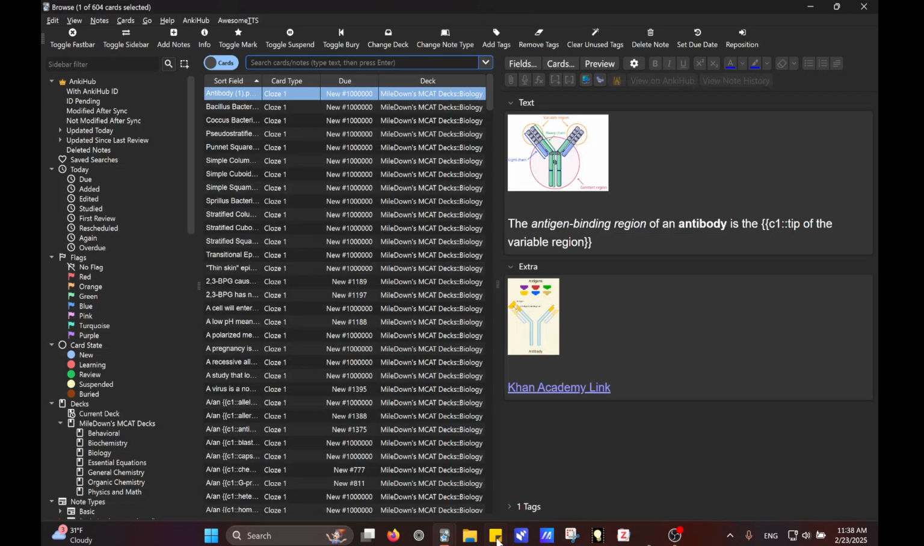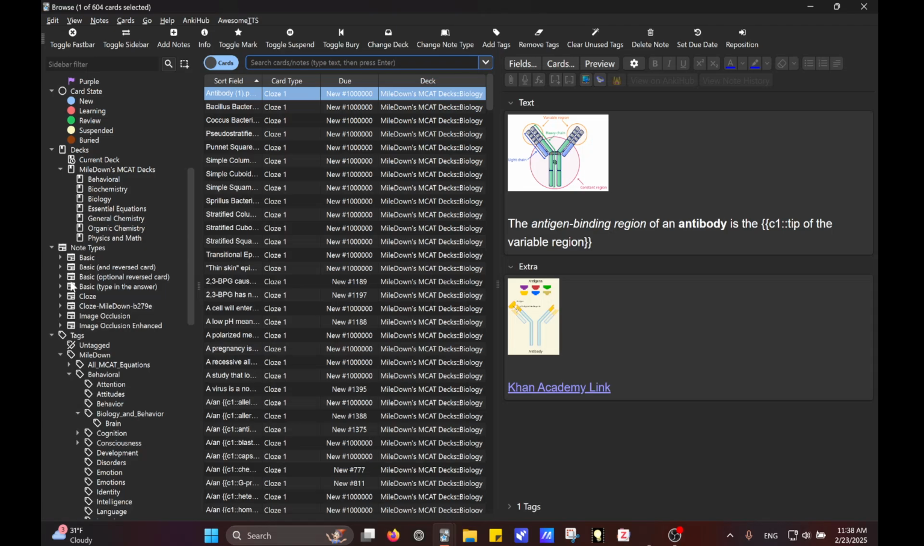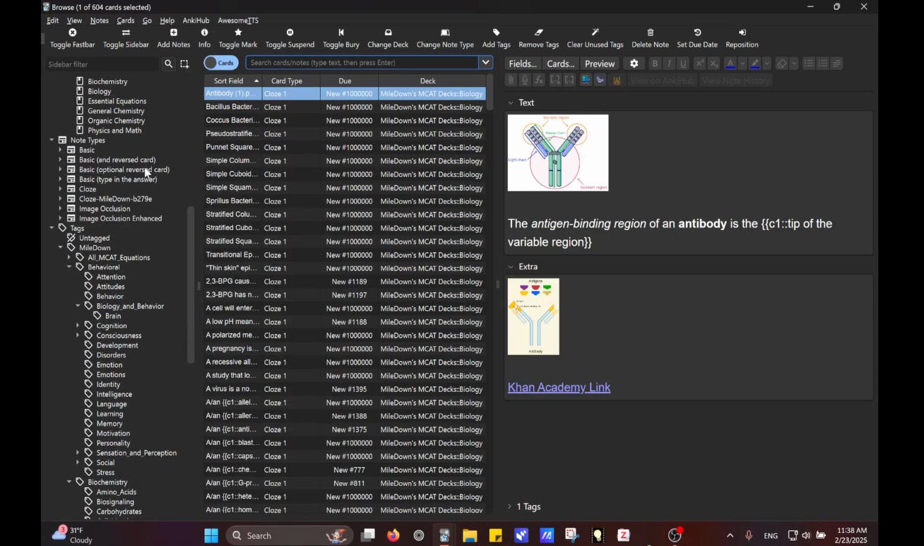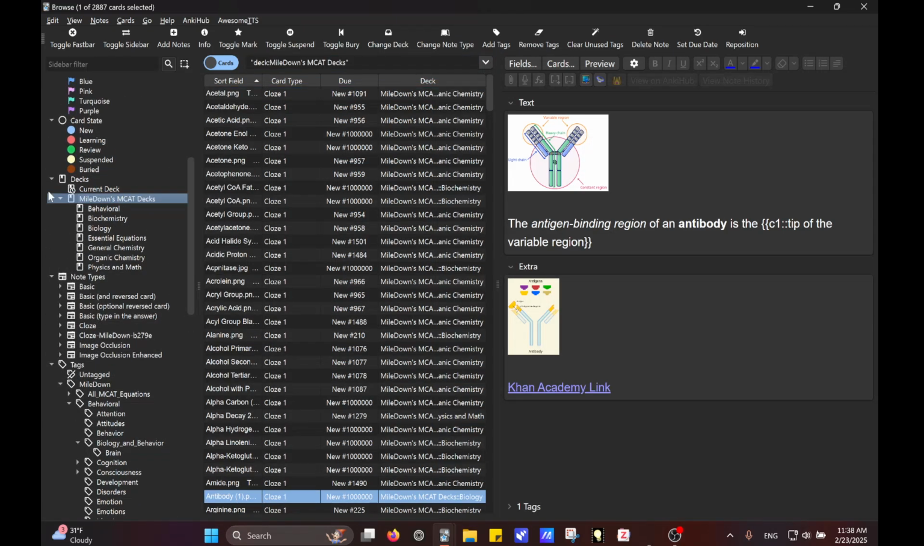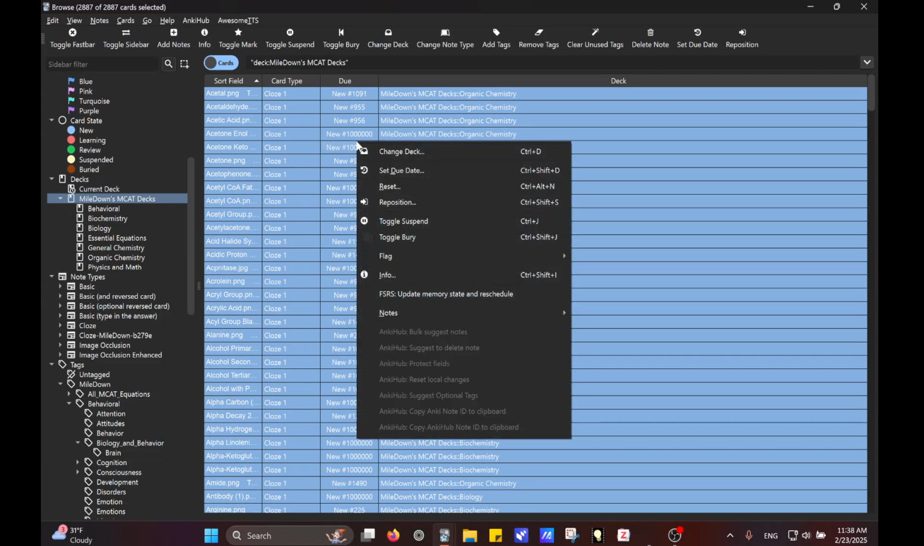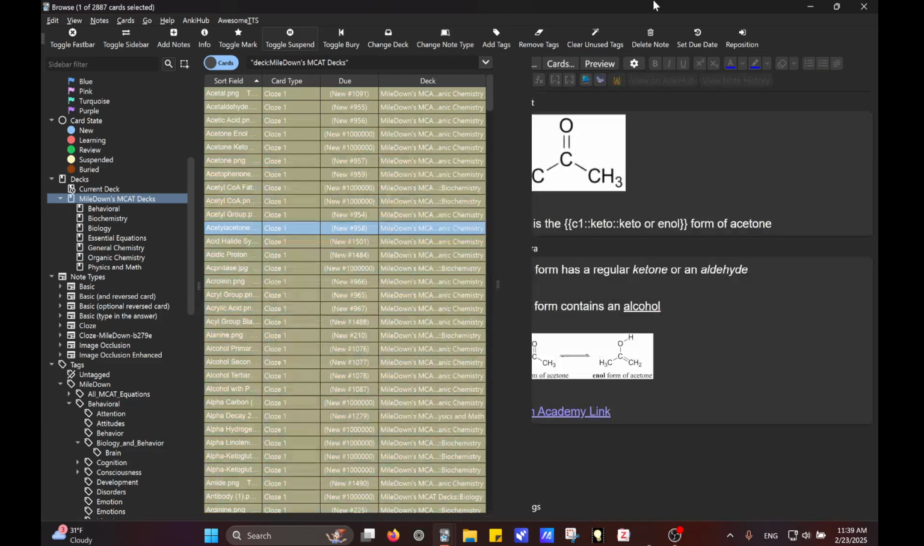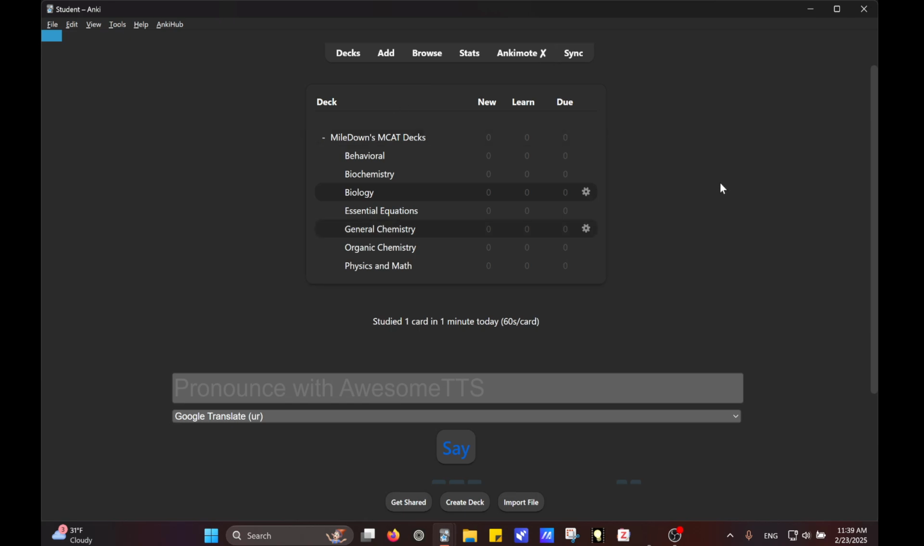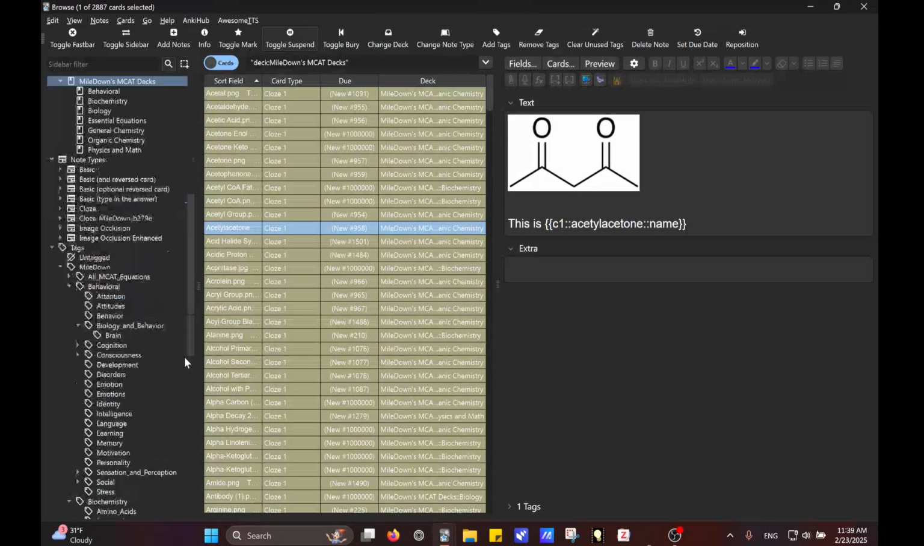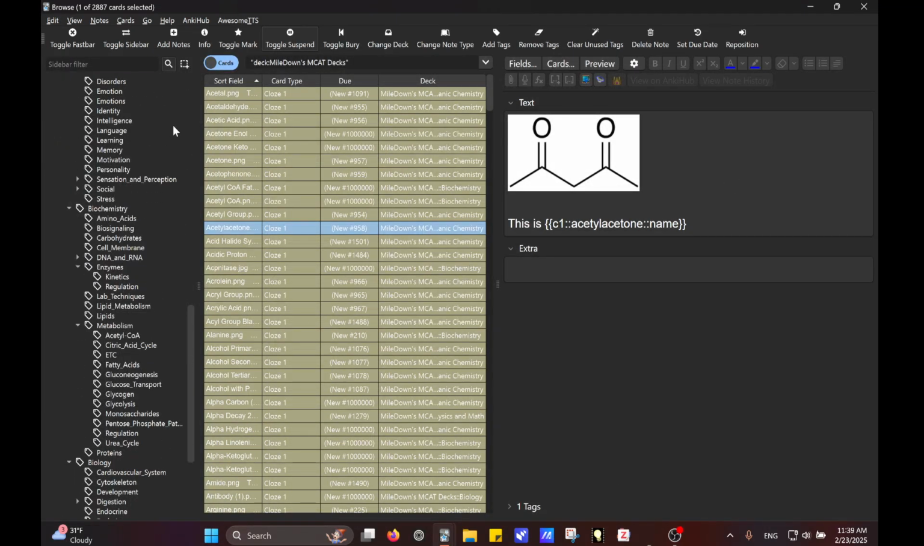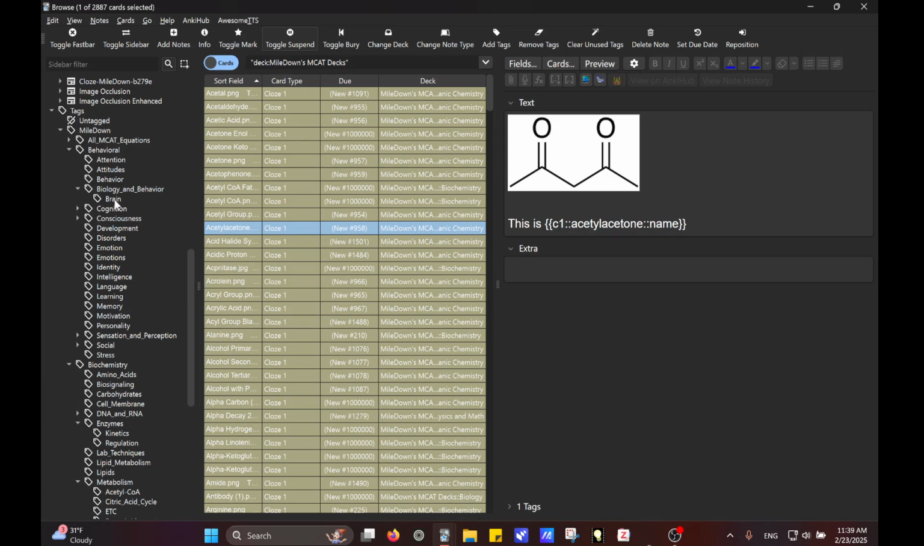So a strategy I recommend is you hit B for browse. And I go into this in much more detail in my other video, but just to go through it quickly, I recommend selecting the deck, hitting Control A, and then suspending all the cards. So you turn all of the cards off, and bam, now you have no cards available to study.